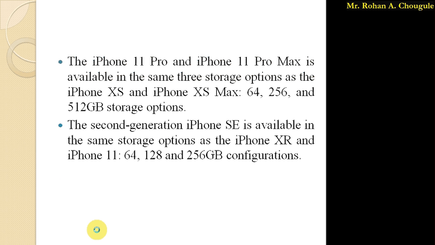Now initially we have the iPhone XS Max in three different variants, that is 64 GB, 256 GB and 512 GB storage capacities. Each iPhone has a different storage capacity, and according to that, the price also changes. The second generation iPhone SE is available in the same storage capacities, that is 64 GB, 256 and 512 GB.